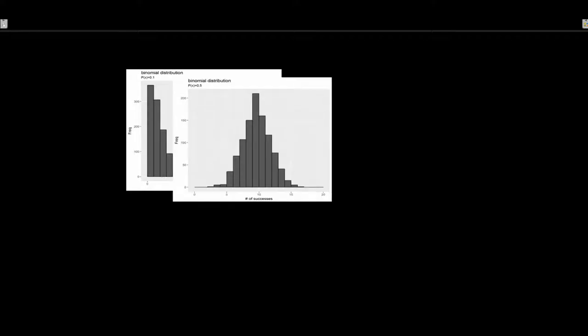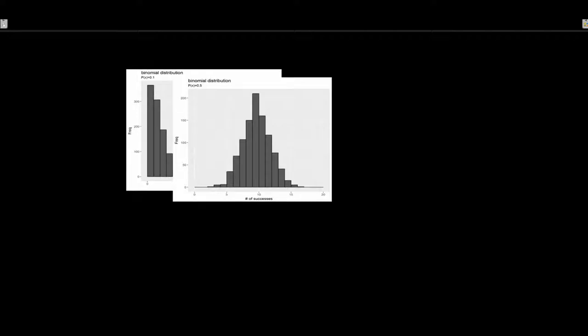If we take a look at a probability of success of 50%, still n of 20, we see that we're a lot more symmetric now, right? Very unlikely we witness 20 out of 20 successes. Very unlikely we witness 0 successes. Most of the time we witness right around 10.